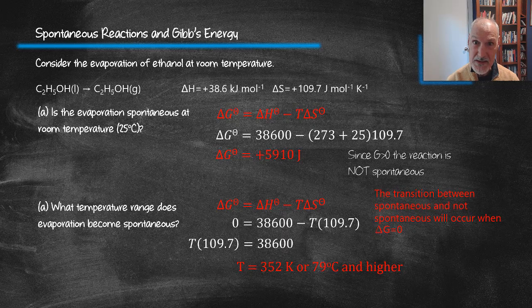And I was also asked to give a range. Recall that earlier we identified, with both signs being positive, spontaneous at higher temperatures. So it would be 79 degrees C or higher, which, by the way, is the boiling point of ethanol.